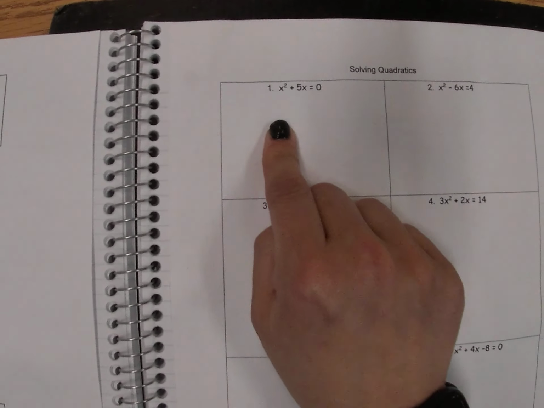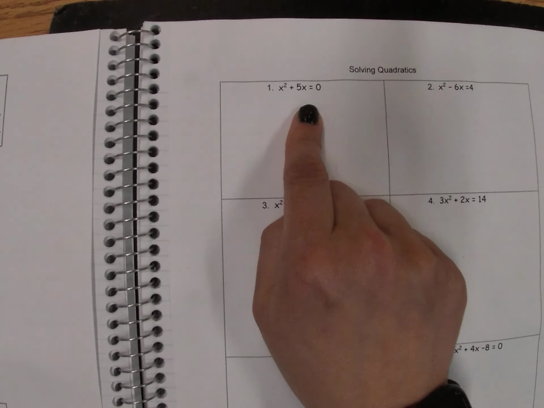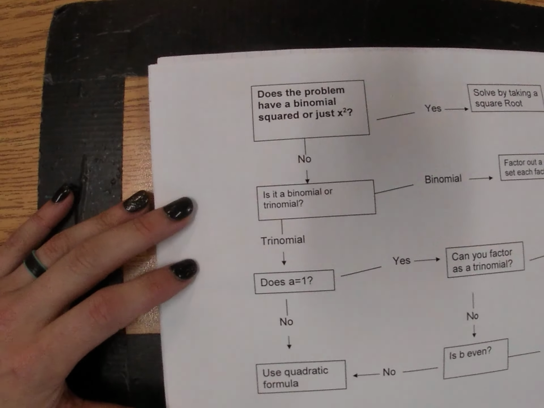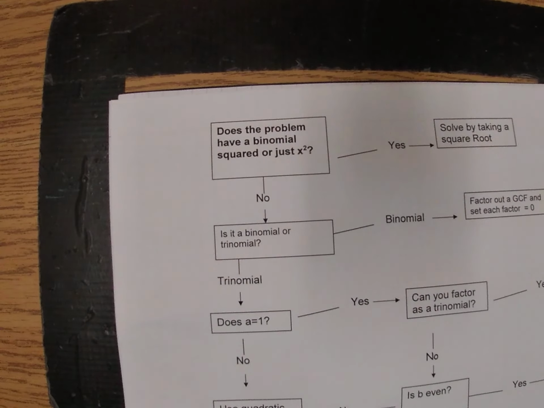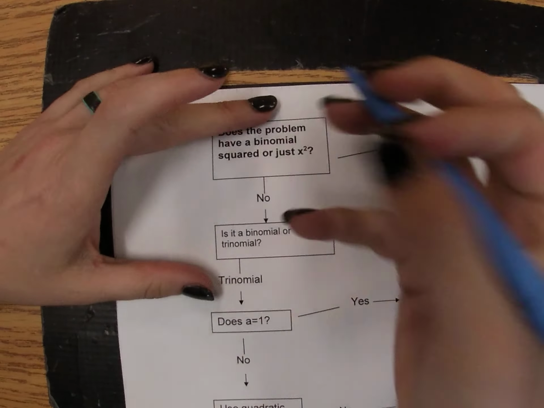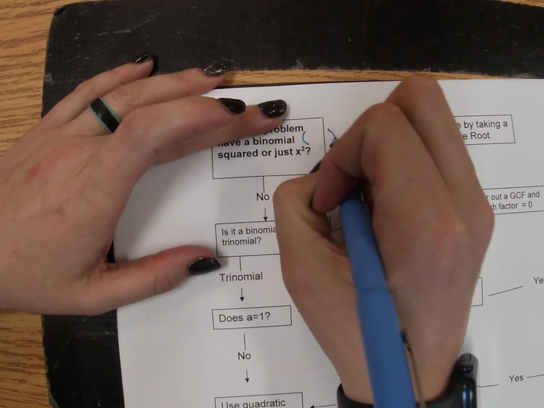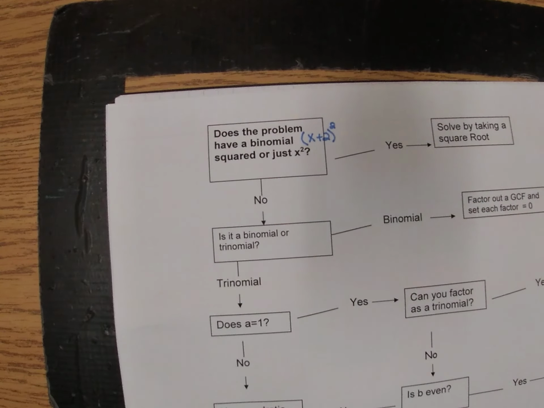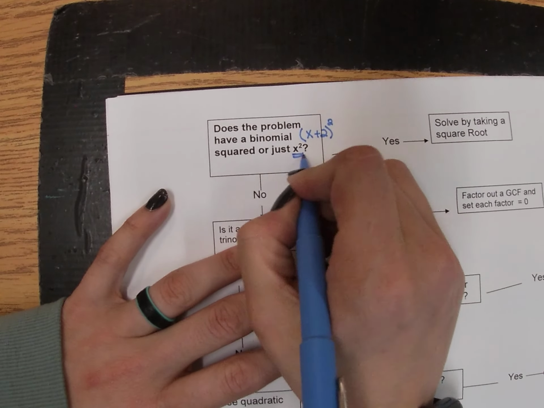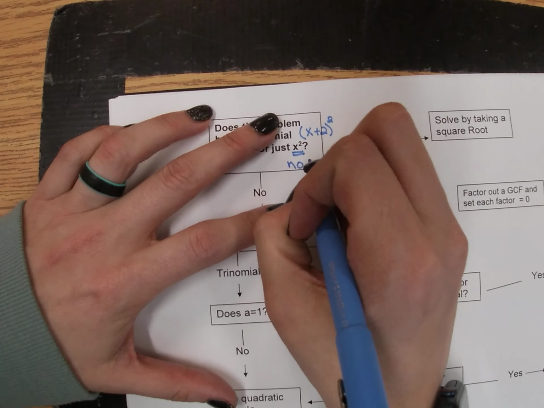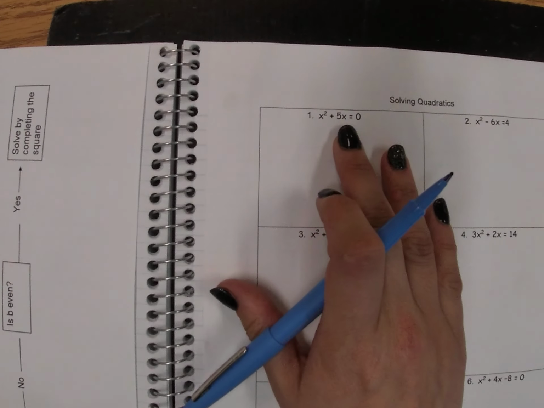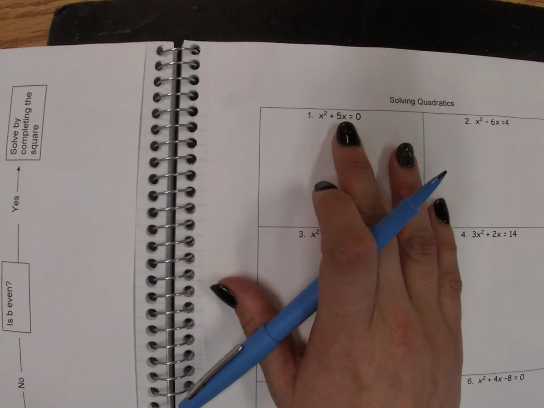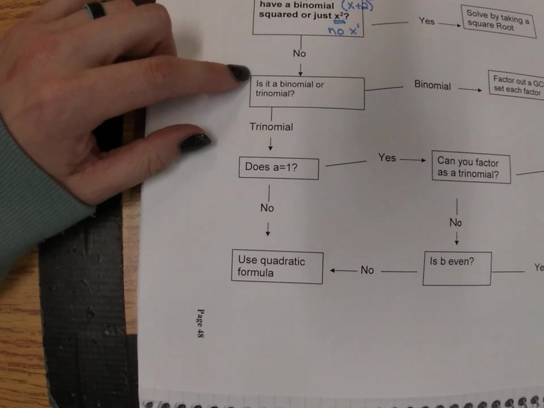Okay, so this first problem that we're looking at says x squared plus 5x equals 0. When we look at this, the first question says, does the problem have a binomial squared or just x squared? A binomial squared, remember, is something that's binomial, two terms, squared, or just an x squared, so an x squared with no x to the first power. Now, if we look at this example, x squared plus 5x is not a binomial squared, and we do have something with x to the first power, so no, we're not in that situation.